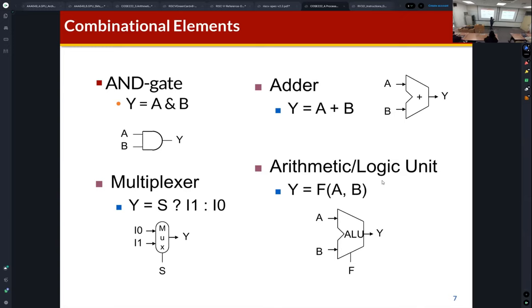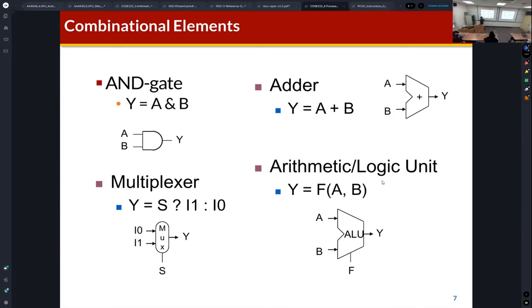So for example, this is the AND gate, and it performs the AND operation. Which means that if A equals 1 and B equals 1, then Y becomes 1. But at some time, A changes from 1 to 0. Then Y becomes 0 in this case, but after some delay. Okay, that is the definition of a combinational element. So the output is determined by the input value. In real hardware, you also need to consider the delay, but the output is determined by the input value.